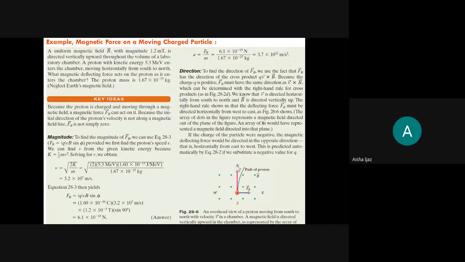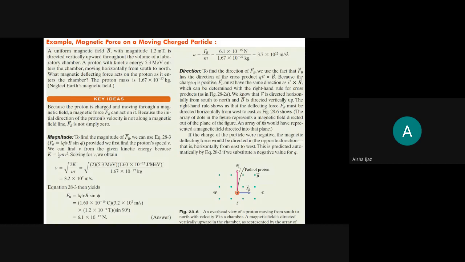What is the magnetic deflecting force? Remember, students, I told you the magnetic field deflects charged particles. That is why it is written here: magnetic deflecting force acts on the proton. You have to calculate it. Now, the kinetic energy given here will be used to find the velocity. The kinetic energy is simply half mv squared. From here you can find the velocity of the proton by putting in the mass and the K, converting it into joules. So you will get 3.2 times 10 to the power 7 meters per second.